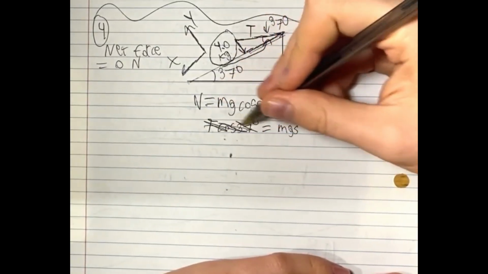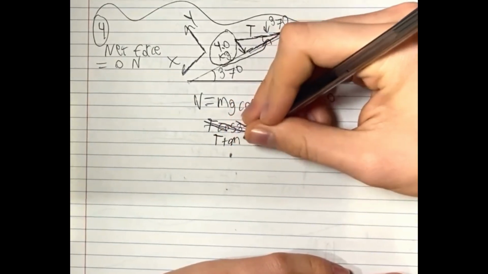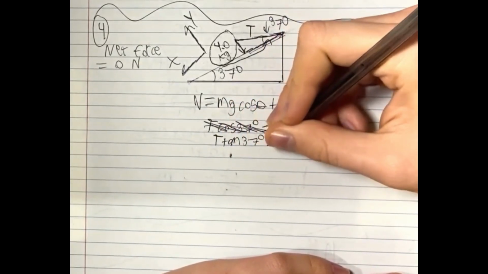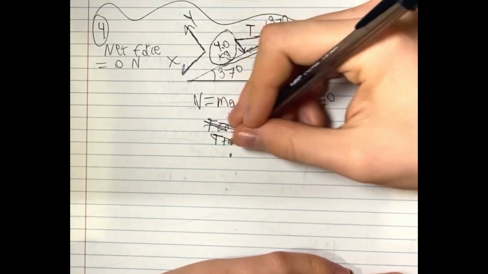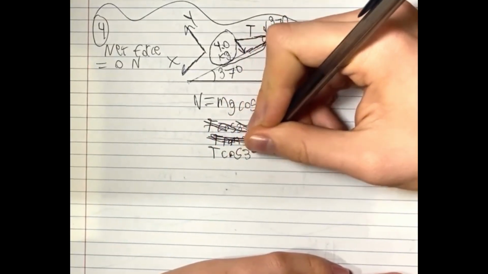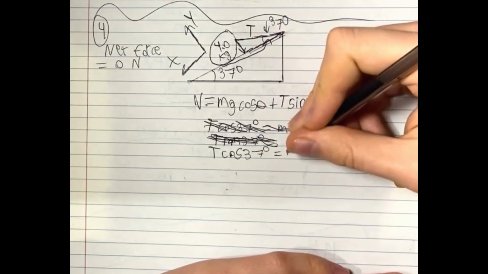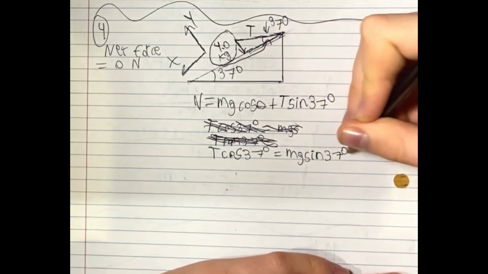Oh wait, is it T tangent theta? T tangent 37 degrees equals, sorry guys, I think I'm just kind of confusing myself here. I was right the first time. T times cosine 37 degrees equals mg sine 37 degrees. Alright, now we have it down.